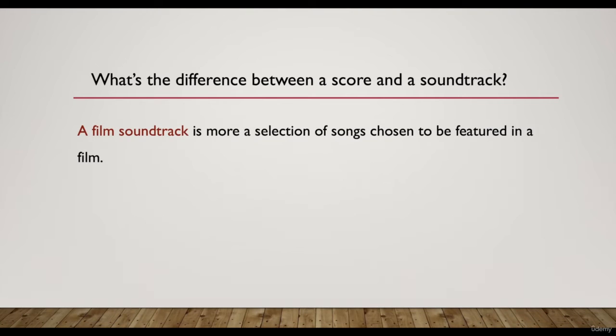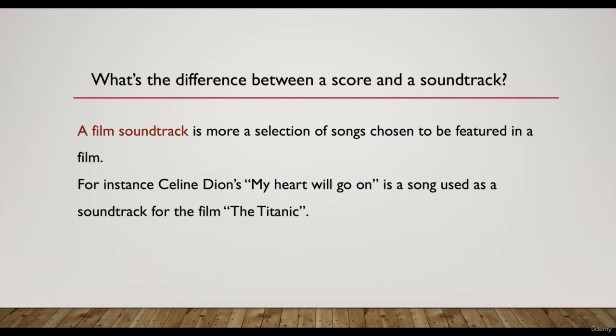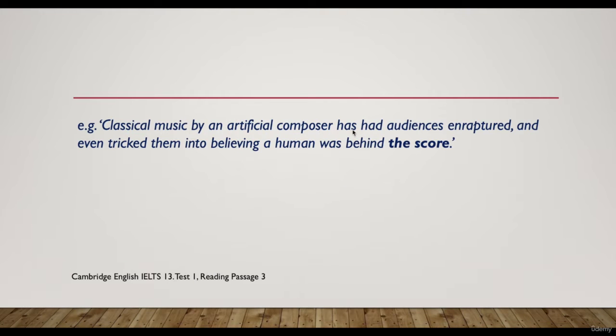And a film soundtrack is more a selection of songs chosen to be featured in a film. So there is a list of songs. Maybe there's just one song. Maybe there are a few songs. And they are chosen to be used in a film or a movie. For instance, Celine Dion's My Heart Will Go On is a soundtrack song. Now here is our sentence from the passage: an artificial composer has had audiences enraptured and even tricked them into believing a human was behind the score.